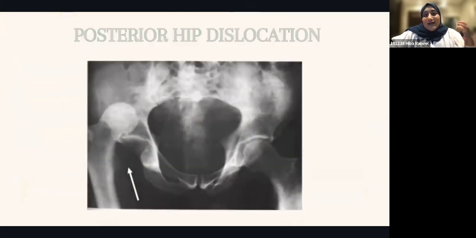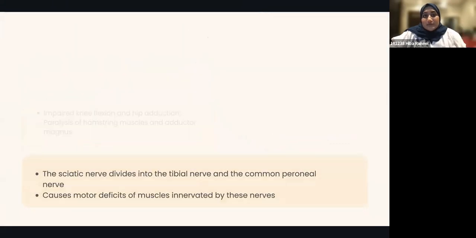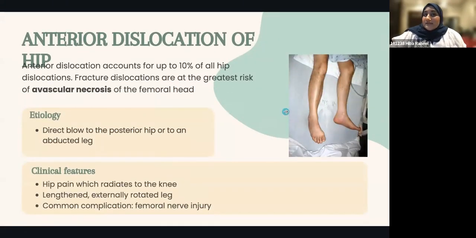And so when that happens, there's avascular necrosis of the head of the femur, very similar to what we spoke about in the scaphoid. Usually what happens is that there is a direct blow from the posterior hip to the abducted leg. So it's a very uncommon injury. Unless a person was walking on the street and got hit from behind, that's when you can think of anterior dislocation. They would have hip pain, which radiates to their knee.